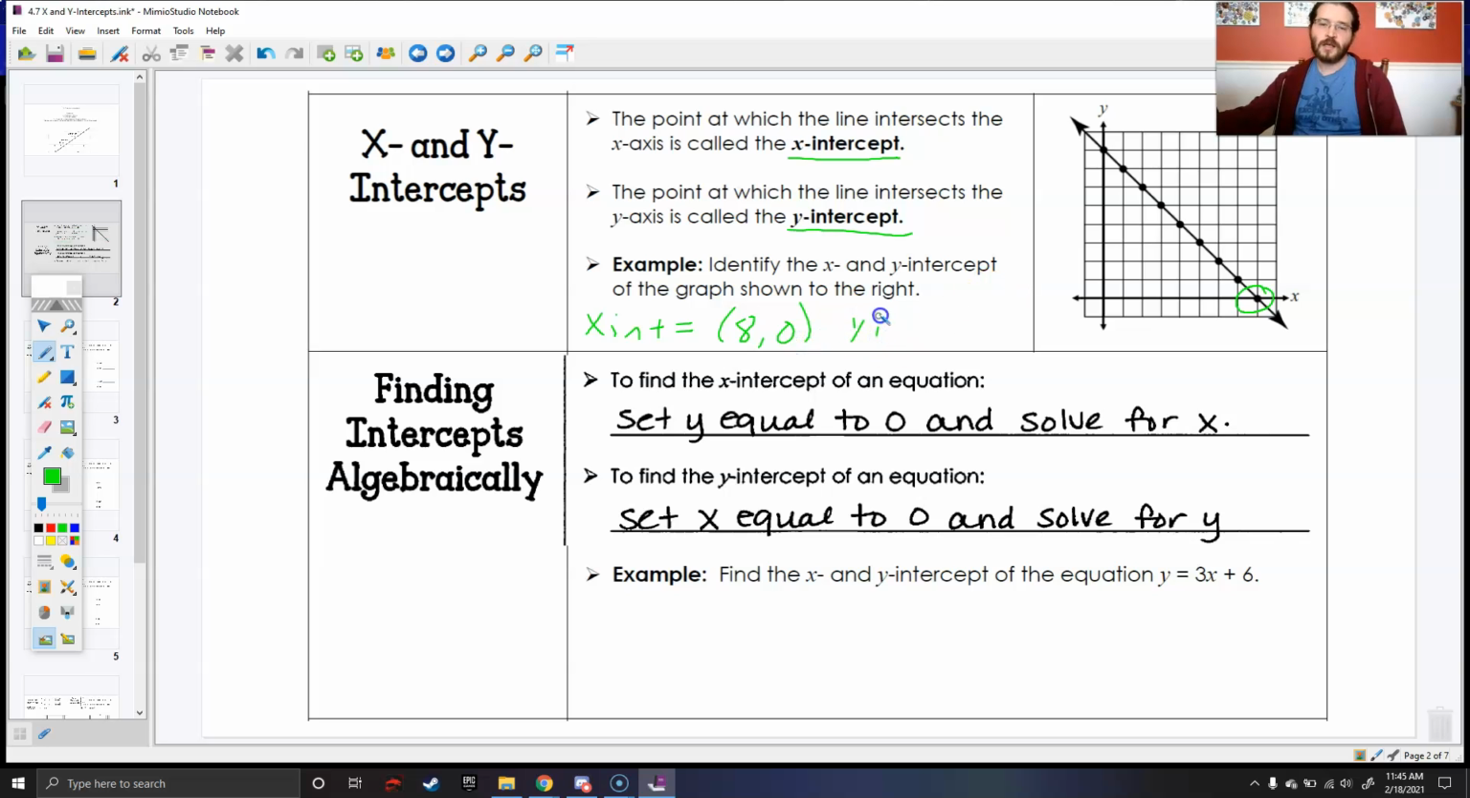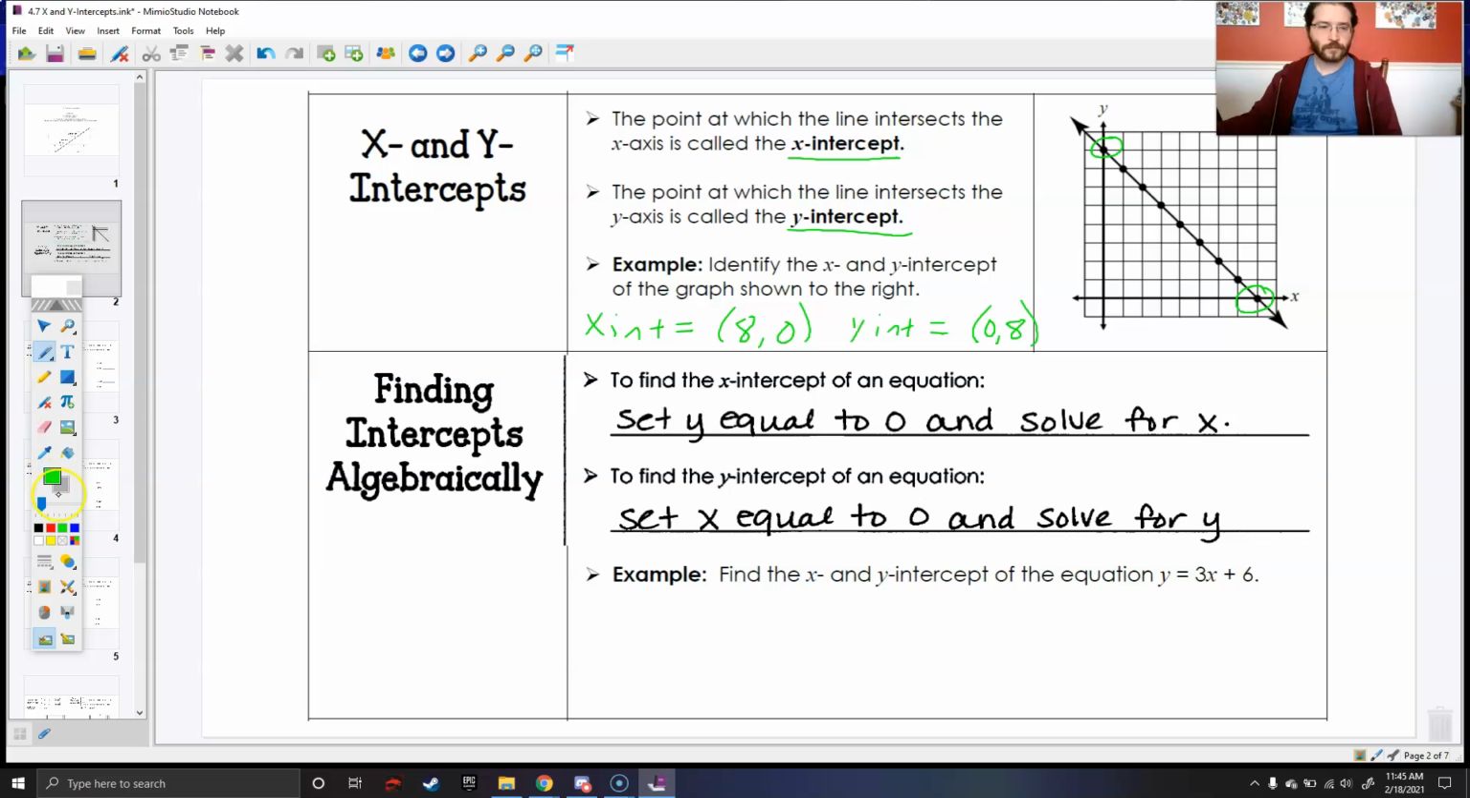Our y-int, so our y-intercept, is going to be equal to 0, comma, and then we've got to find our y value. So let's see. 1, 2, 3, 4, 5, 6, 7, 8. All right, so this would be our y-intercept, so it would be 0, comma 8.